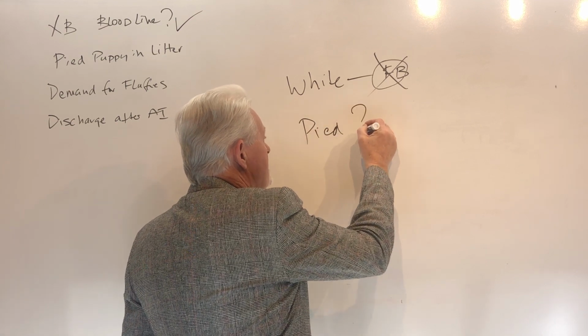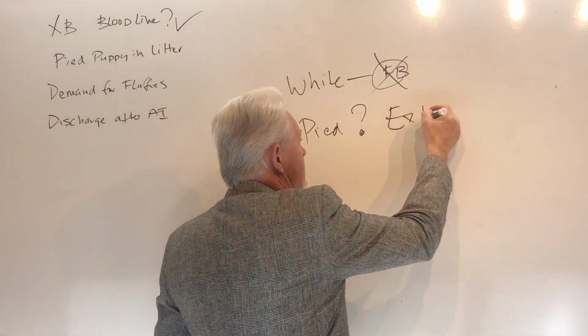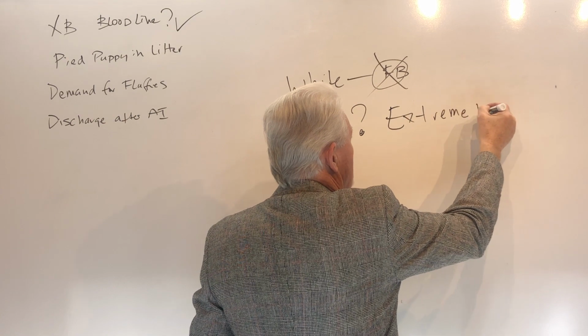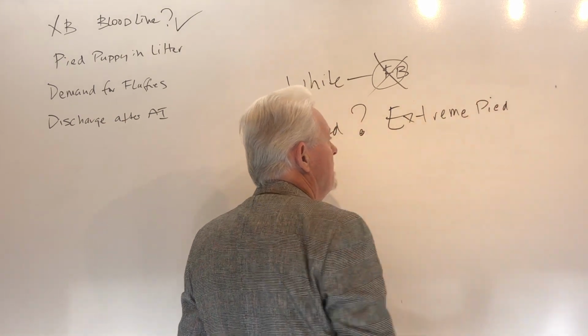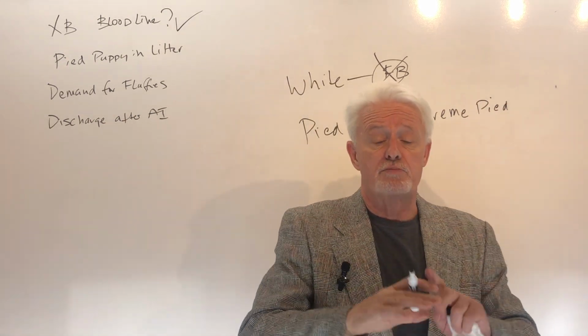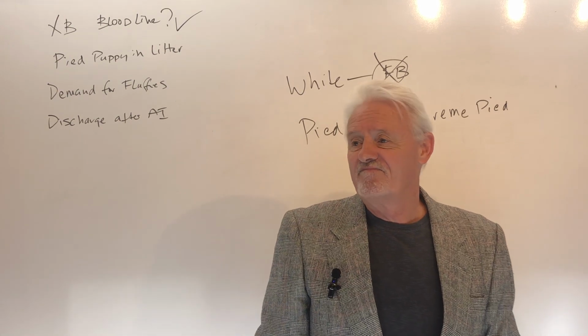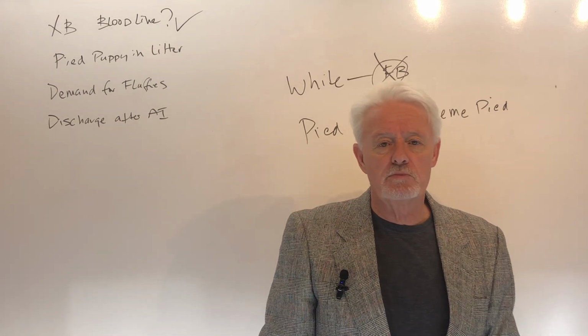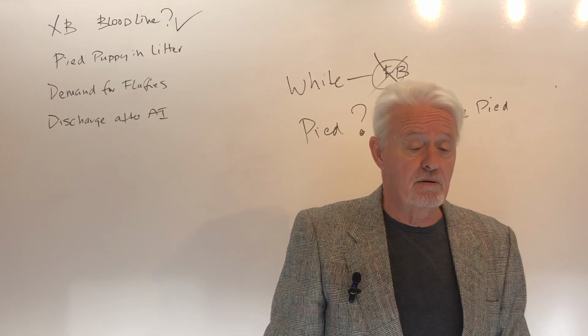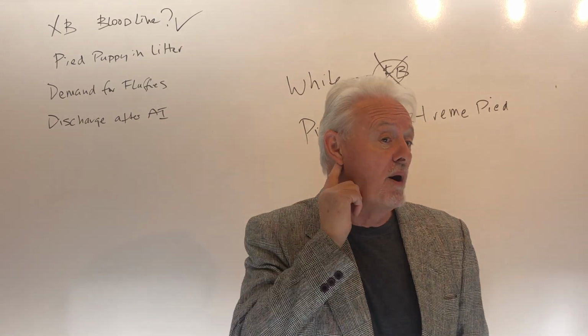Could that be a pied dog? And could it be what's called an extreme pied? And what is an extreme pied? An extreme pied is a dog that is predominantly white. There's a little bit of marking somewhere to show you that it's pied, but it might be literally a spot behind his ear.